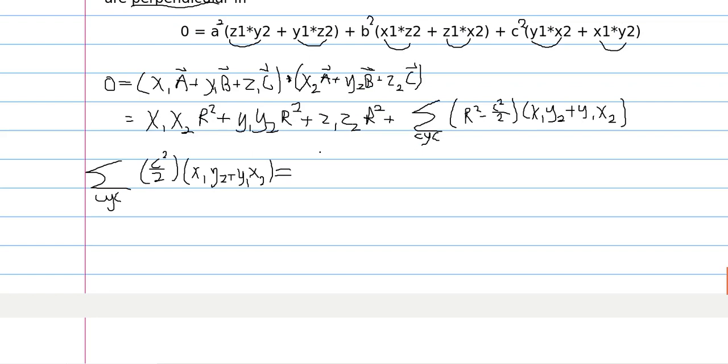So it would be nice to show that what's left on this side, where we can factor out an r squared now, is in fact equal to 0. And so now I'm going to conjoin these two cyclic sums. I wrote this one out because it was fairly simple, but I'm going to conjoin these two cyclic sums. And so now we get x1 x2 plus x1 y2 plus y1 x2.